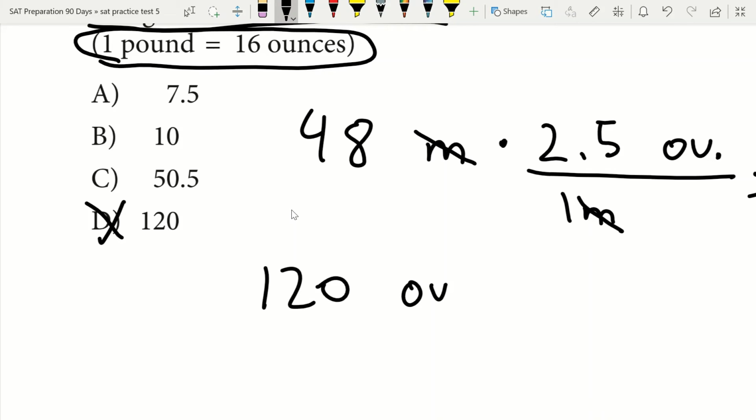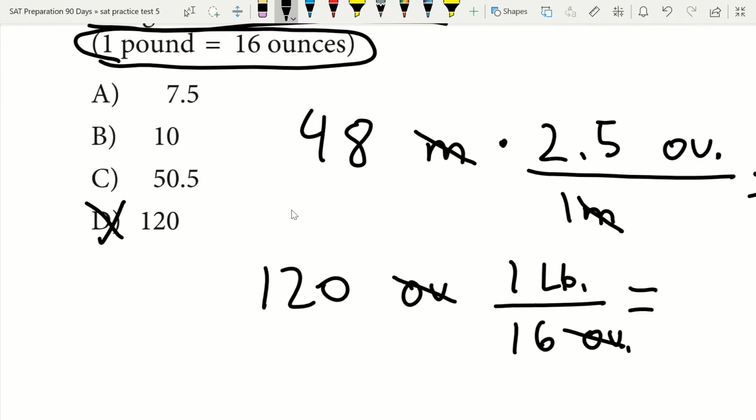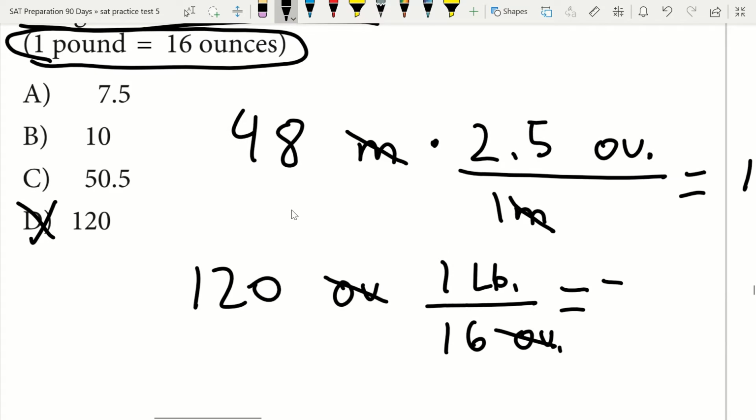So then we're going to multiply with our ounces on bottom to cancel our ounces. So we know that 16 must go on the bottom, and we must have 1 pound or 1 lb on top. When we do that, our ounces are going to cancel, and we're going to have 120 over 16, which will leave us with 7.5 pounds as our answer. Okay, so that is how you can use canceling units in order to make sure you're getting to your correct answer. So our answer there is going to be A.